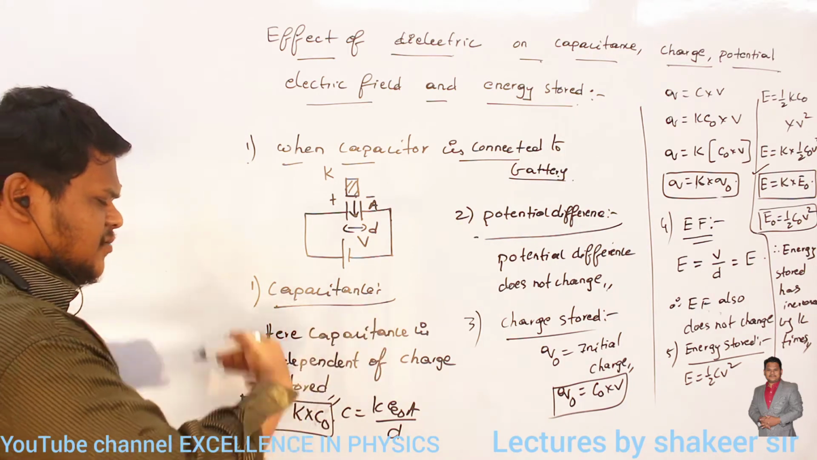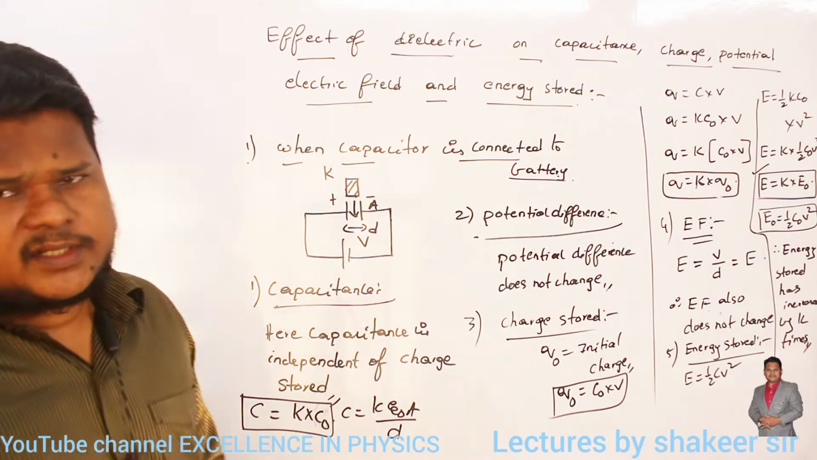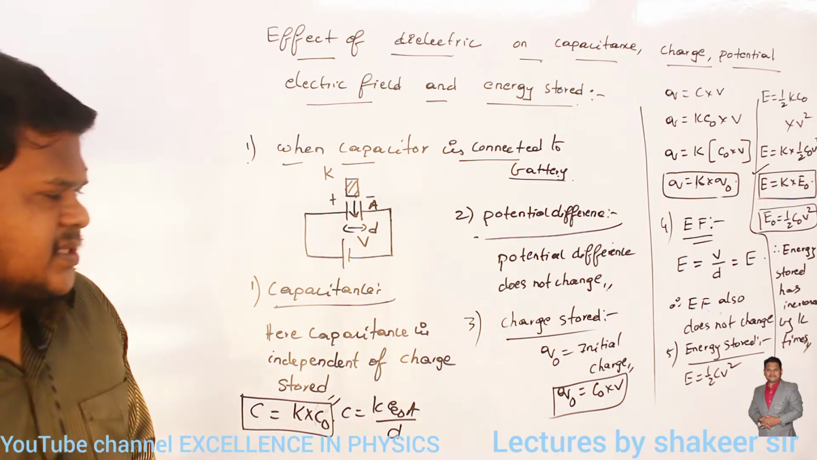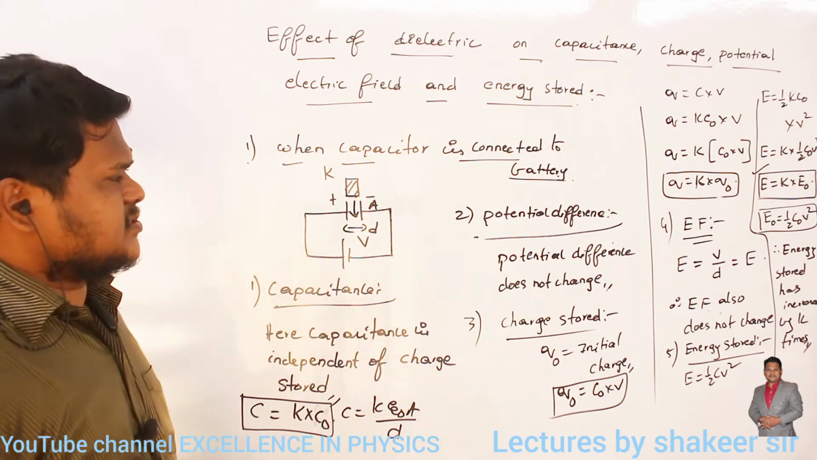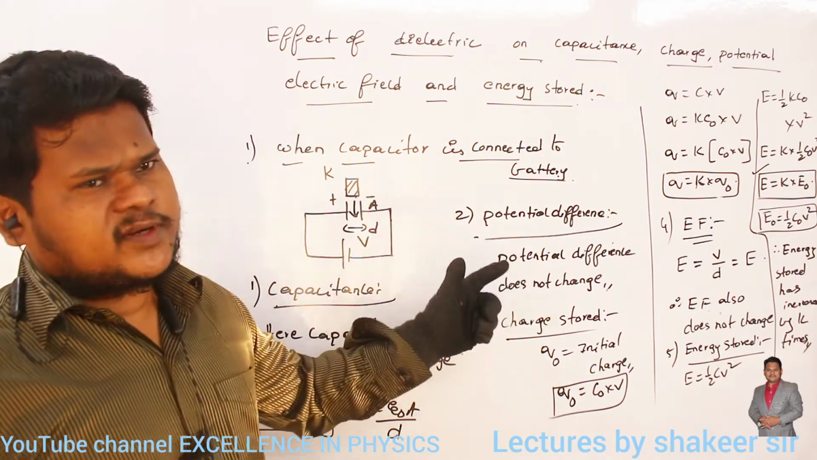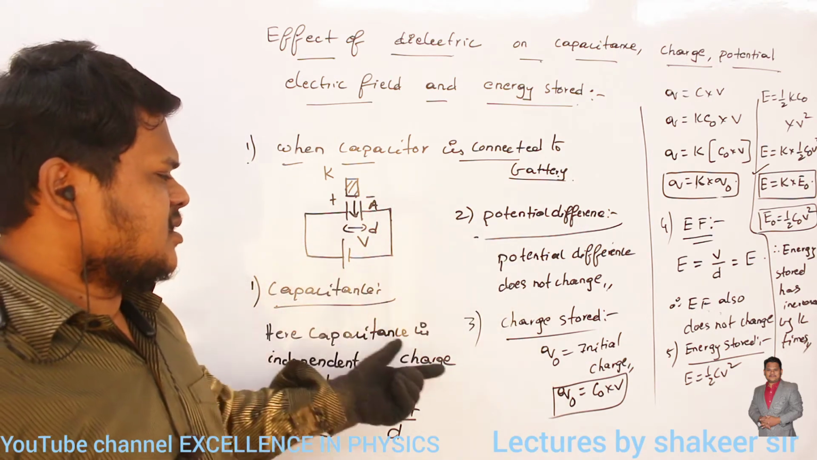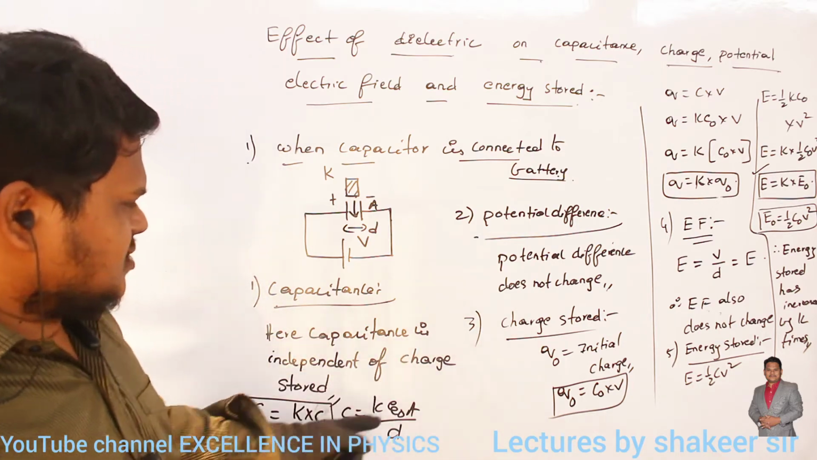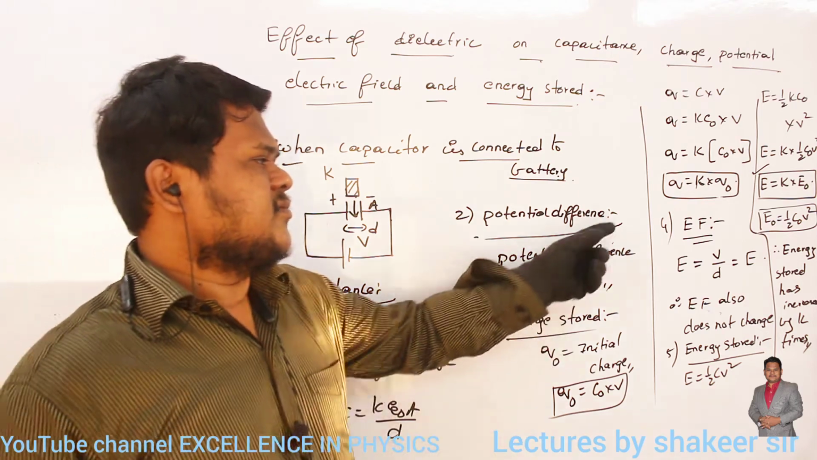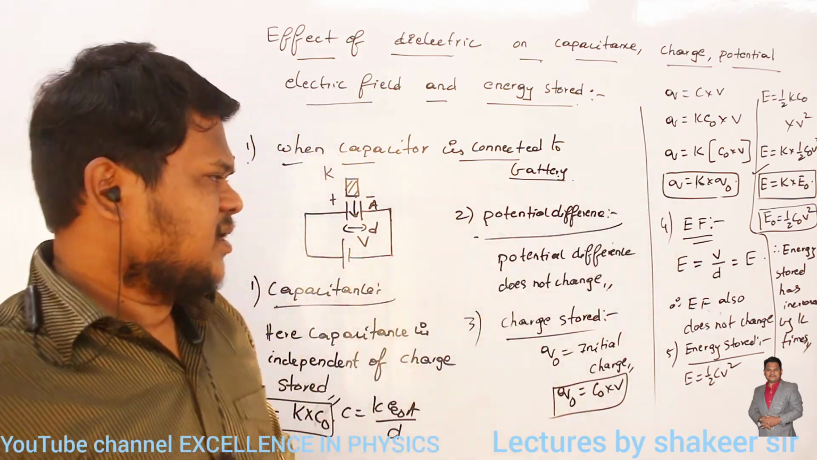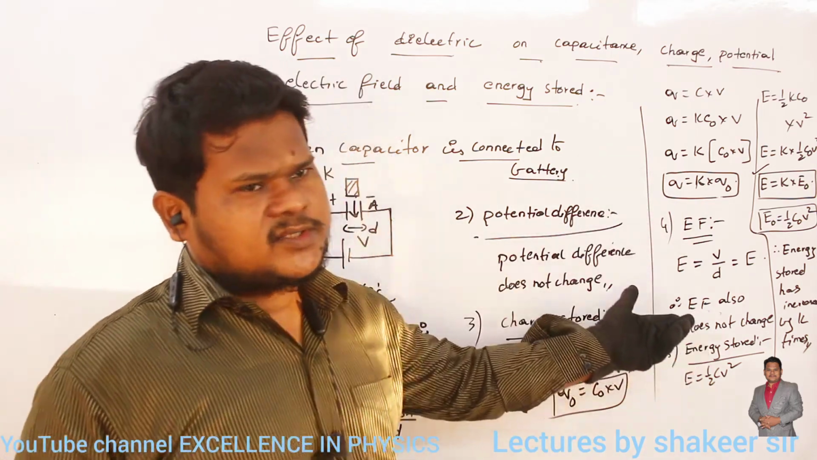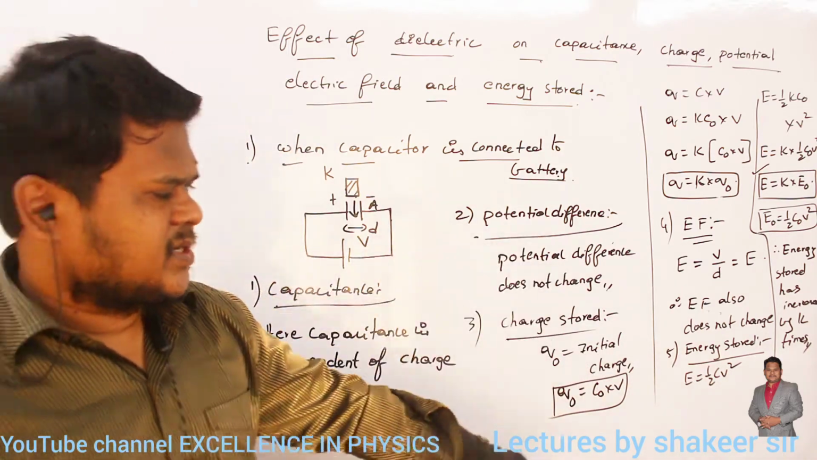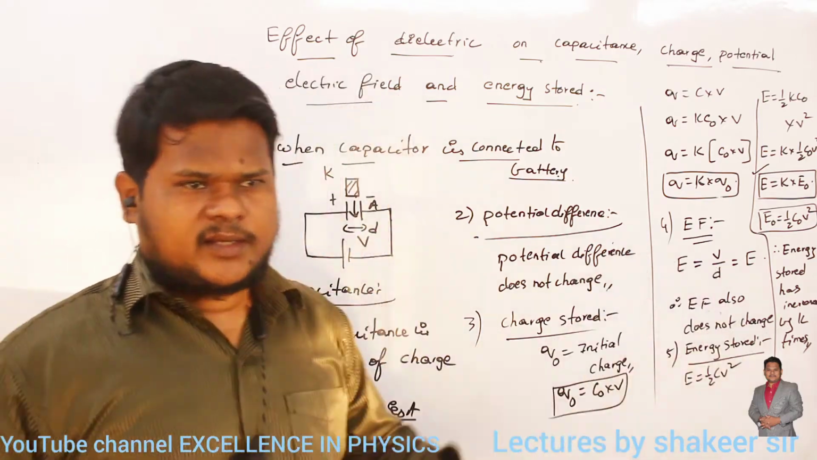So capacitance always increases, whether it is connected to a battery or not connected to a battery, whatever may be the condition. Next, potential difference. Potential difference is not changing because the battery is not changing. Charge stored is definitely increasing because capacitance is increasing by K value. Therefore, charge stored increases by K value. Clear? Electric field does not change because potential difference is not changing. Energy stored increases by K times because capacitance is increasing by K times. Clear?